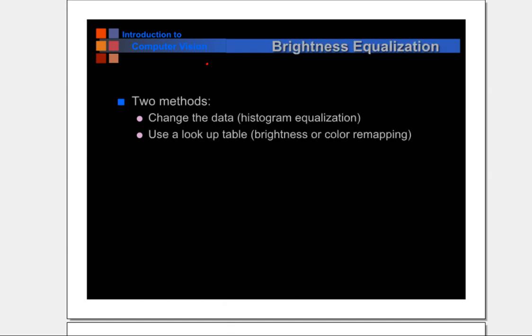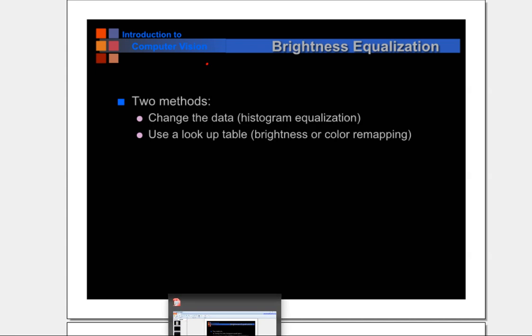Now coming to brightness equalization. In brightness equalization we have two methods. The first method is to change the data, the histogram equalization. Simply, it is about the data. You are just going to change the data, which means you increase or decrease the number of bits or number of levels.